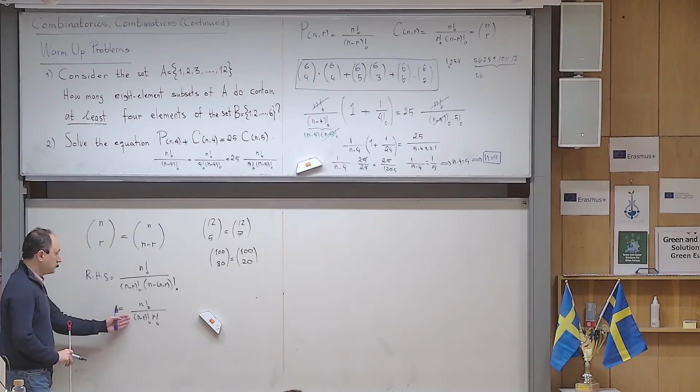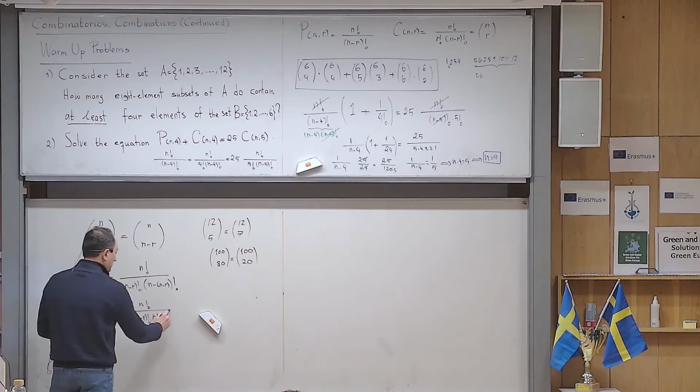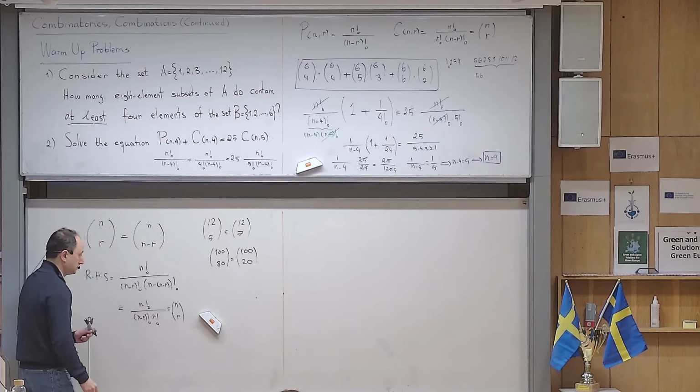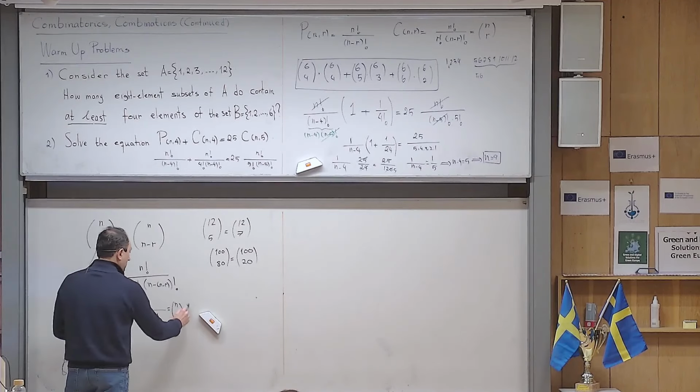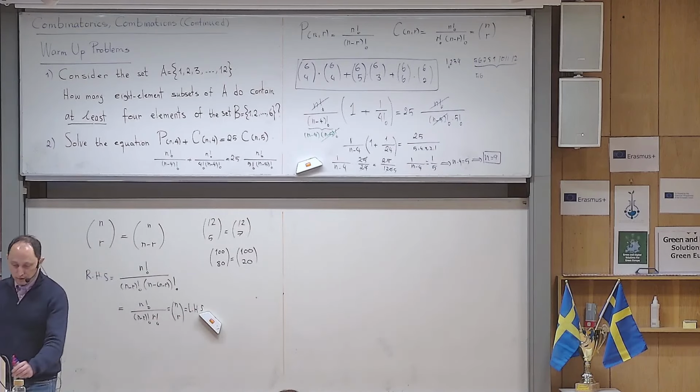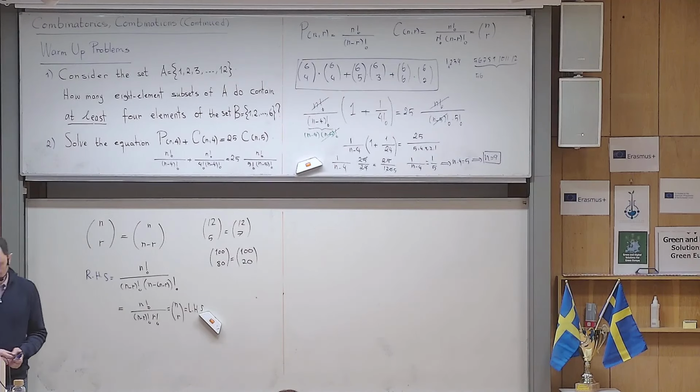And I hope that you agree with me. This is exactly the formula for n choose r. Of course, it doesn't matter if I write it in this order or the other order because it's a product. And that's exactly equal to the left-hand side. That's the algebraic way.